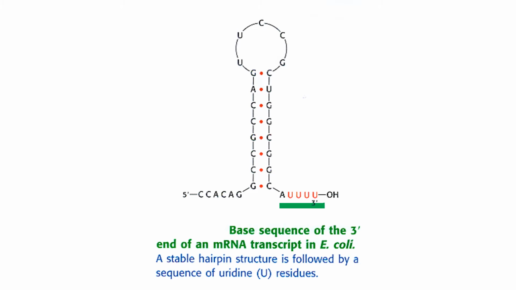So we have the transcript, and then we have the formation, near the 3' end of the transcript, of this stable hairpin, and the U's at the end of that. So this is a signal for termination.